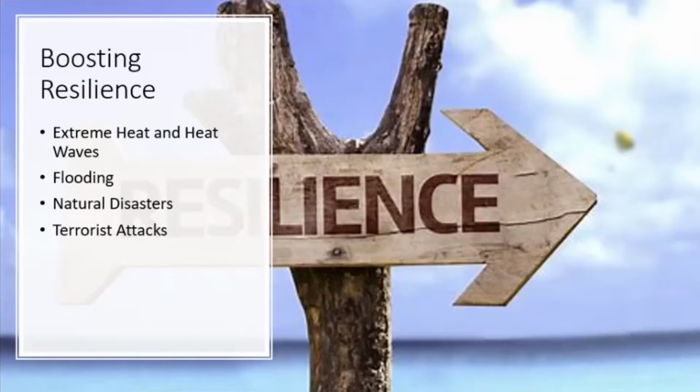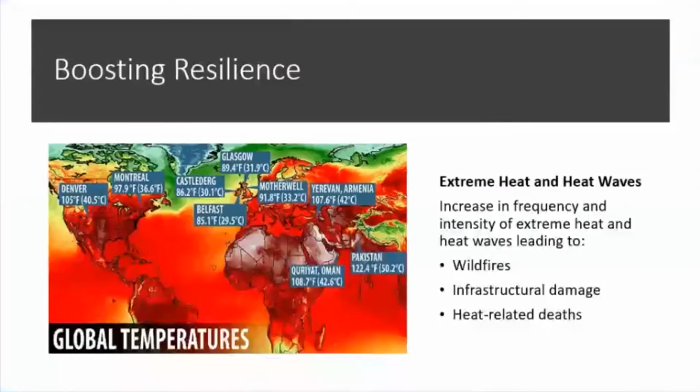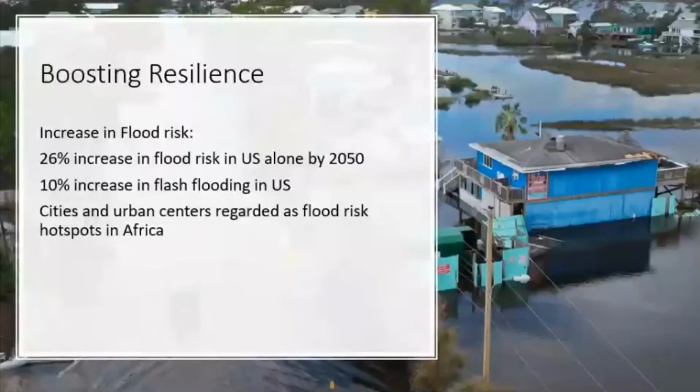For heat and heat waves, this is a global heat map from 2020, showing several locations that experienced temperatures above 100 degrees Fahrenheit. In the US alone, for instance, this is going to lead to accelerated wildfires, serious infrastructural damage, but also heat-related death. And if you think about flooding, in the US, there's a significant increase in flooding, but also in flash flooding. And on the African continent, cities and urban centers are regarded as hotspots for an increase in flooding. And usually this flooding is accompanied by significant infrastructural damage.